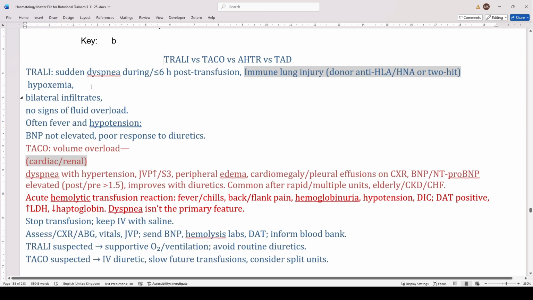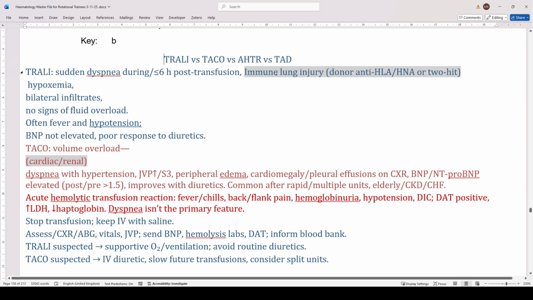Okay, so let's go for TRALI. TRALI is a sudden dyspnea. I just want to explain it in a few words to you, but I have written it all so that when you have to revise it, you just read this concept and no need to open books for that. So in TRALI, less than 6 hours post transfusion, the patient will present with severe hypoxia, severe dyspnea. Which occurs why? Because there is some injury to the lungs. And what is the mechanism? In the donor there are anti-HLA and anti-HNA, anti-neutrophilic antibodies, or there is some two hit phenomenon. So it is important for heme residents, not for you guys.